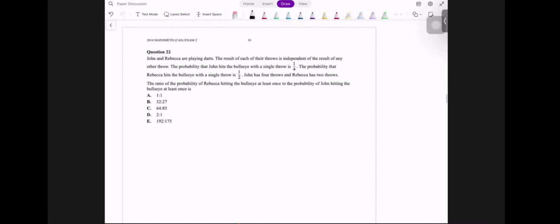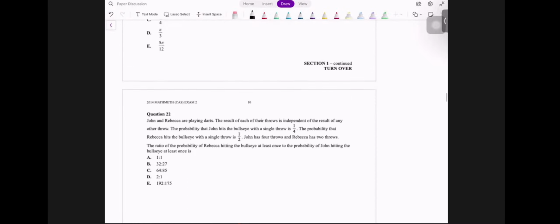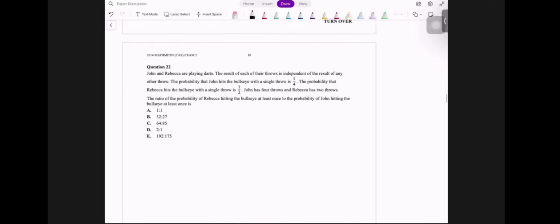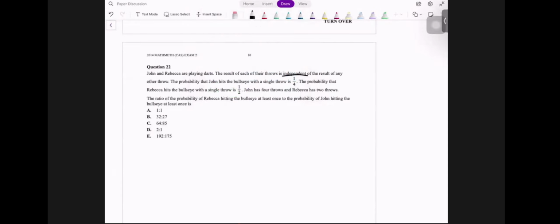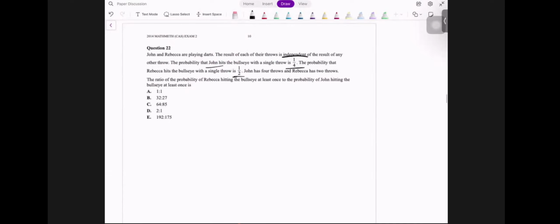Let's see, question 22, that's the last one. Each of the results of the throws are independent of each other. John hits a bullseye on a single throw with probability a quarter, and Rebecca hits a bullseye with a chance of a half. So I'll do it this way.